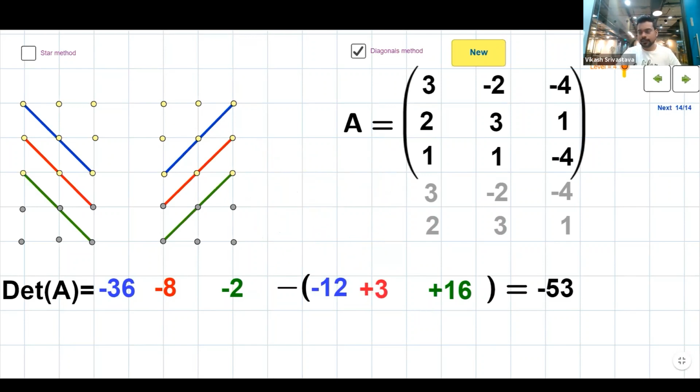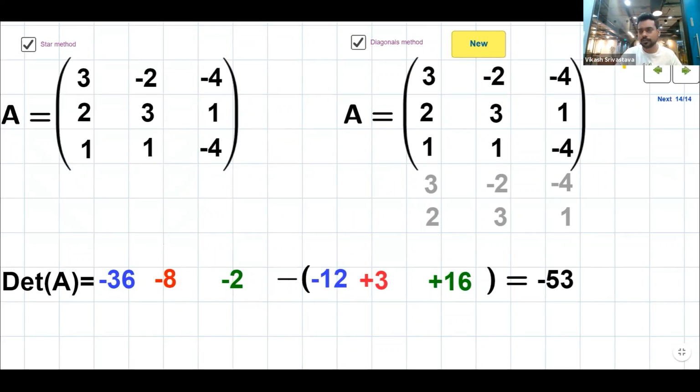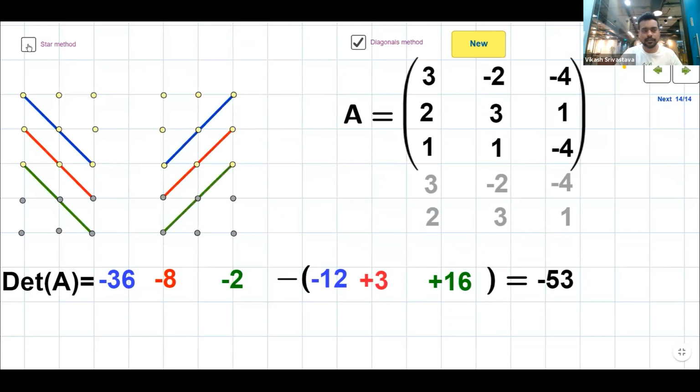Okay, so yeah, there is another star method. I'm not discussing this because let's stick to this particular technique. But of course, you can explore the star method. Just explore this on your own time. But yeah, this is not required.